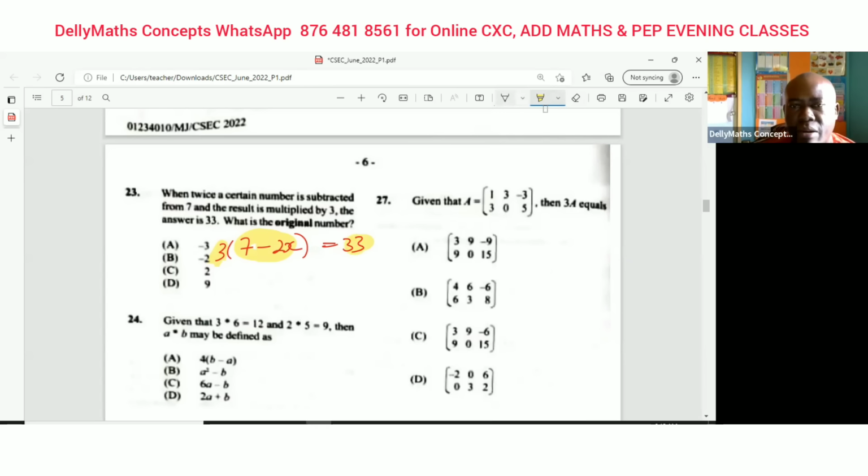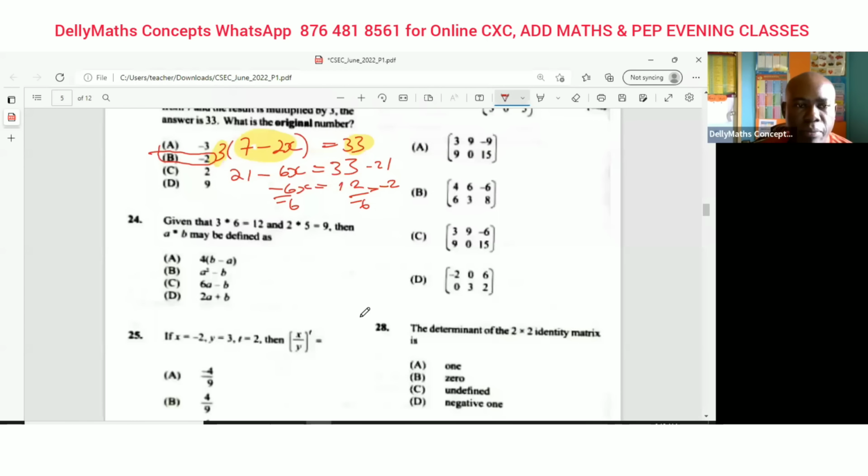So they're asking what is the original number. No problem. We set up the thing, do your regular maths. Distribute: 21 minus 6x equal to 33. We're going to take the 21 from here, so we get 12, divided by negative 6. X is equal to negative 2. You could try it for yourself if you want. So x is equal to negative 2 right there.